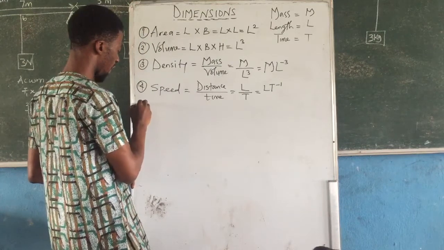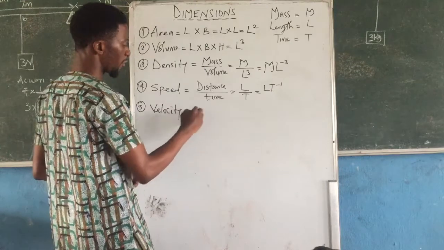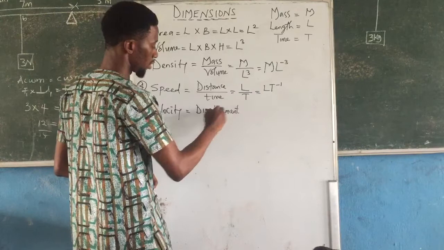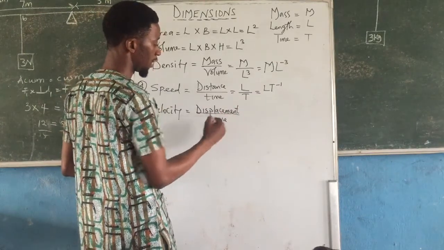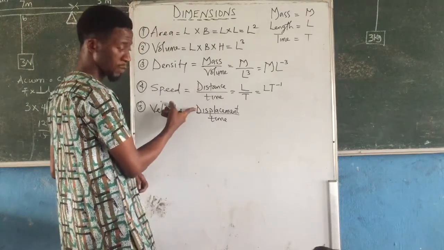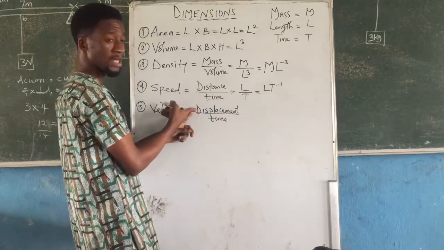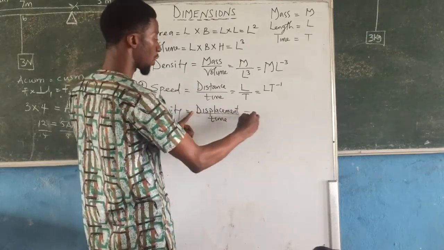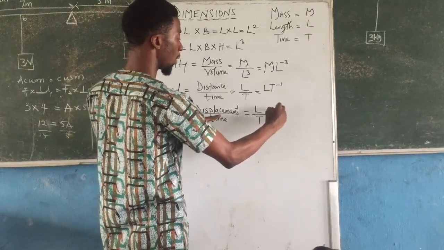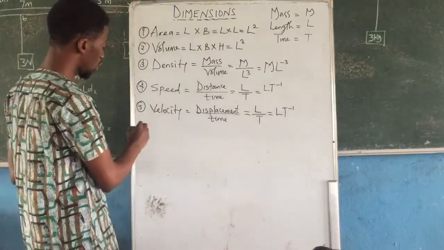Okay, let's take number 5. Let's take velocity. The formula for velocity is displacement over time. Difference between distance and displacement: distance has no specific direction, displacement has a specific direction. So distance is a scalar quantity, displacement is a vector quantity. That's by the way. So this displacement has dimension as length over t. So we have this L t raised to the power minus 1. You see that they have the same dimension, so they have the same unit also.